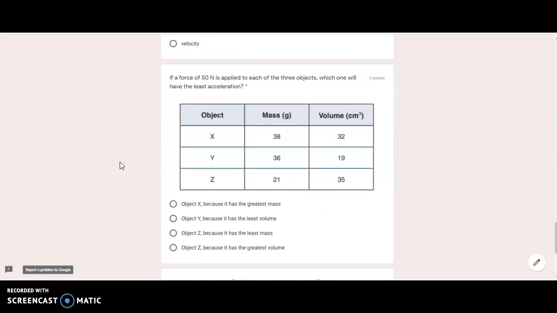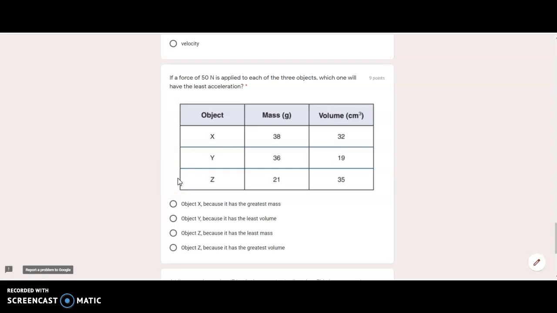Okay, kids, get your calculators out. You may need it for this question. It says if a force of 50 newtons is applied to each of the three objects, which one will have the least acceleration? Notice that object X has a mass of 38 grams and a volume of 32 cubic centimeters. Object Y has a mass of 36 grams and a volume of 19 cubic centimeters, while object Z has a mass of 21 grams and a volume of 35 cubic centimeters.